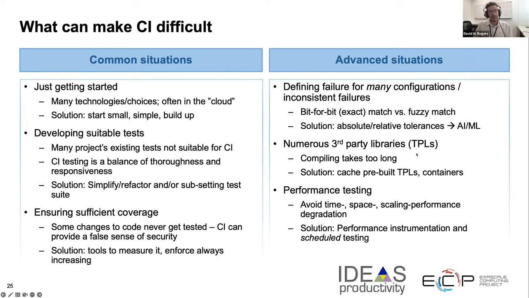Having too many third-party libraries can be a stumbling block because it will take longer to do a compile. There are solutions, but they require a little bit more work. And performance testing can also be time and space limiting. So I would recommend, to solve time and scale limited problems, to also use a scheduled testing method side by side.